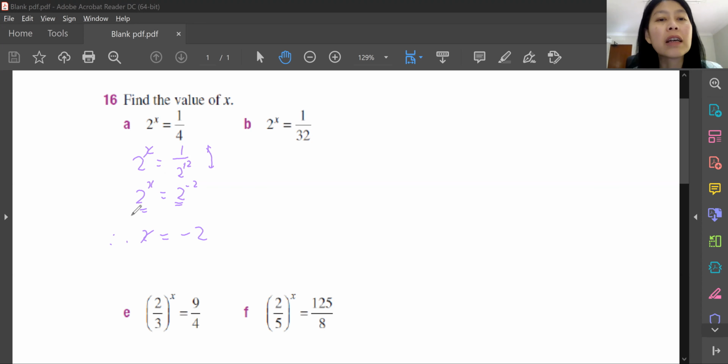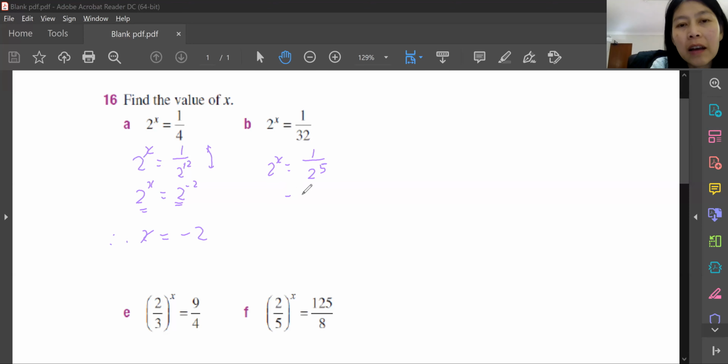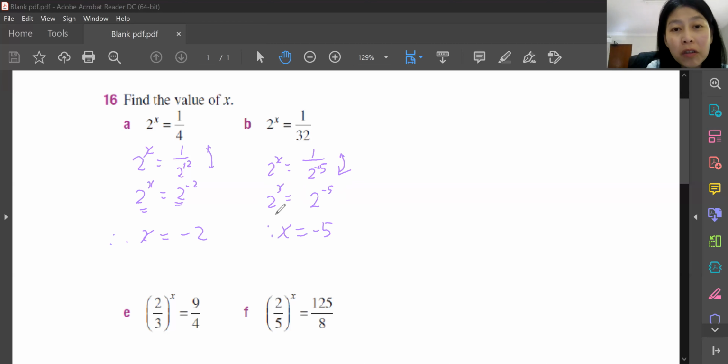Okay, now try again by yourself for B. You can pause the video. Okay, good. Now, for those who recognize the 32, it's 2 to the power 5. So if you rearrange it, you want to switch your position, make it denominator, be careful. This is a plus here, it becomes minus 5. So logically, if they're the same base, then the index has to be equal. That is what we do. Got it?